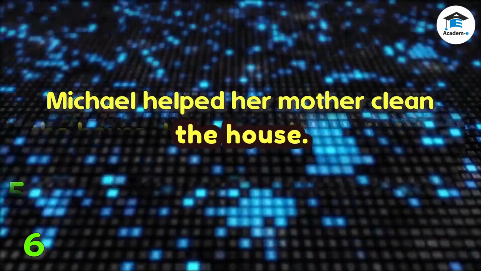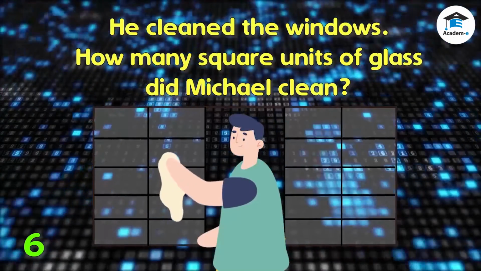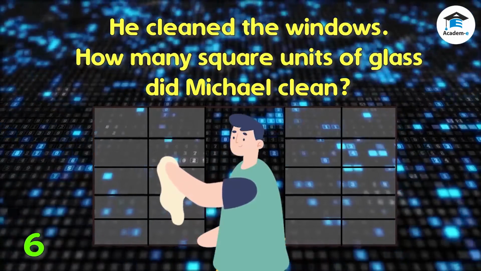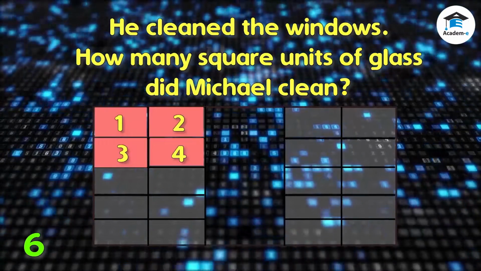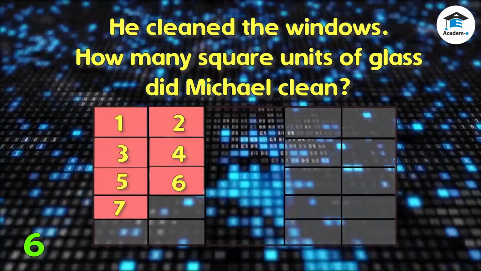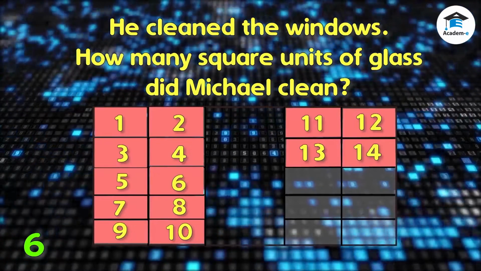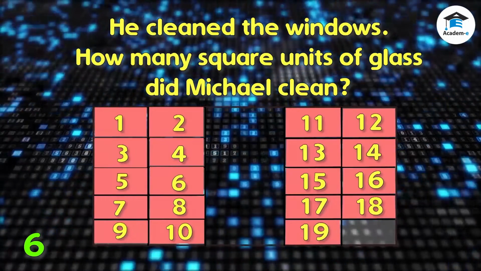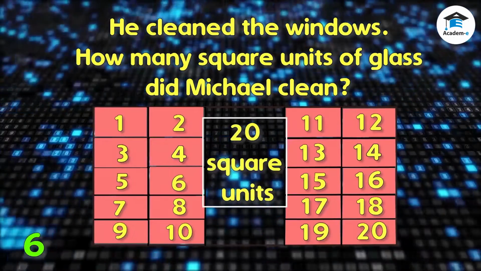Michael helped his mother clean the house. He cleaned the windows. How many square units of glass did Michael clean? Let's count all the squares covering the entire window. 1, 2, 3, 4, 5, 6, 7, 8, 9, 10, 11, 12, 13, 14, 15, 16, 17, 18, 19, 20. Thus, Michael cleaned 20 square units of glass.